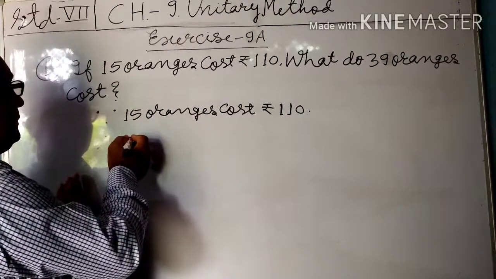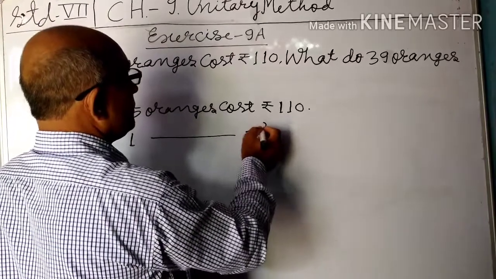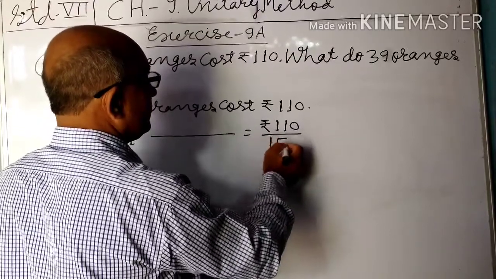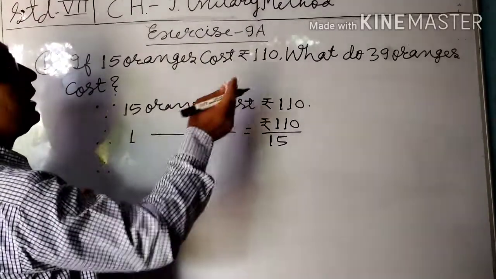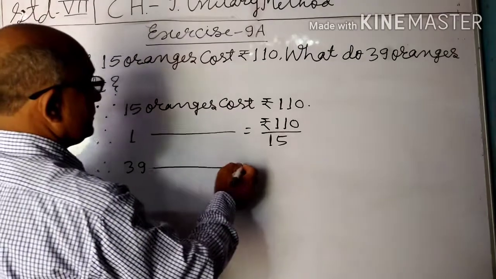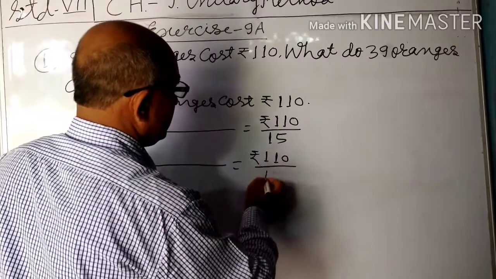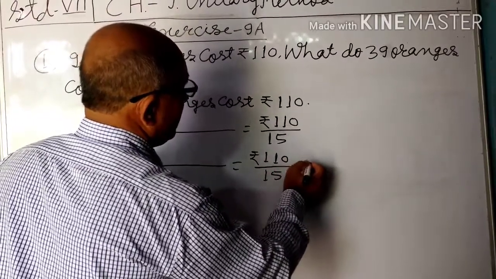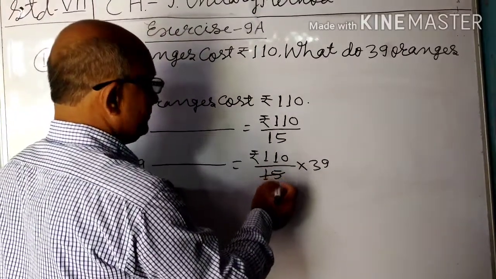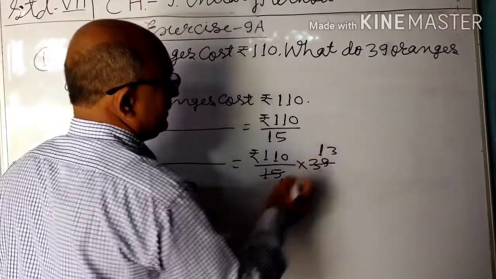So therefore, one orange costs rupees 110 divided by 15. Now find the cost of 39 oranges, equal to rupees 110 by 15 multiplied by 39. 5 threes are 15, and 13 threes are 39.